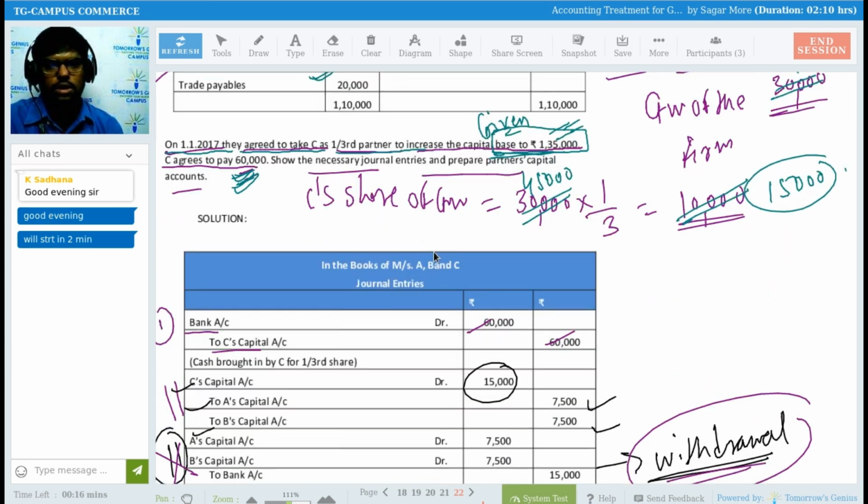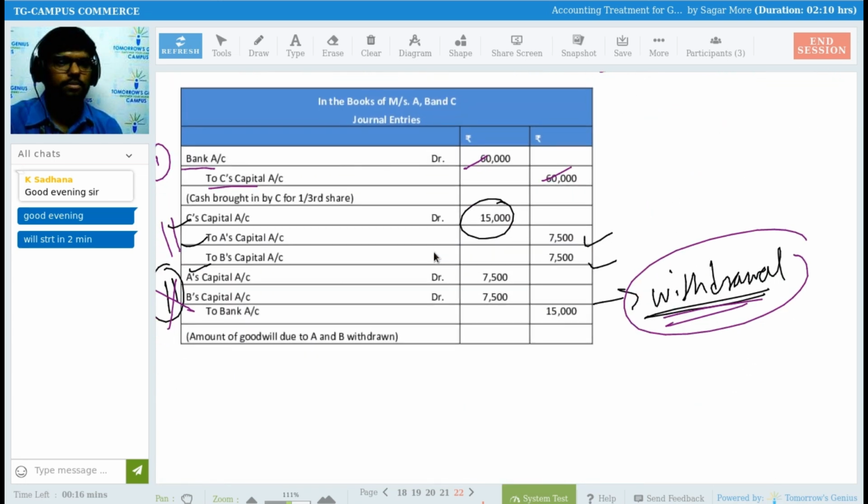Getting it? How we get 15,000? Sir, if they mention, we have to. Yes, if they mention, then we would be passing that third entry, if they mention that partners have withdrawn. Yes, absolutely right. If they have not mentioned it, there's no need to pass the journal entry, right? Understood?